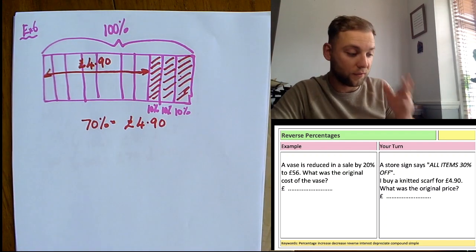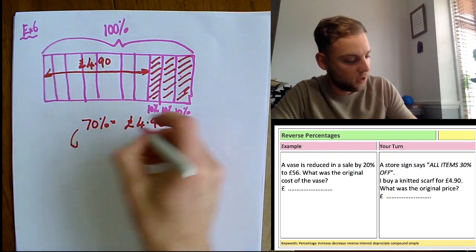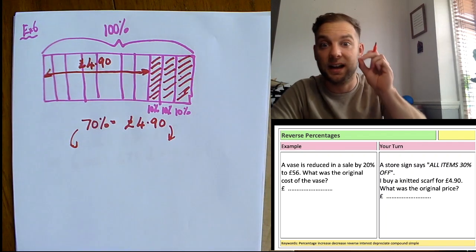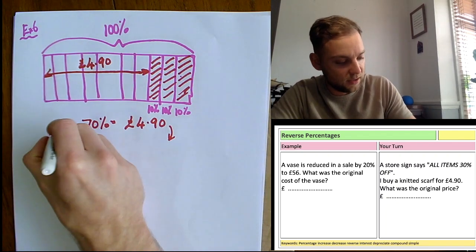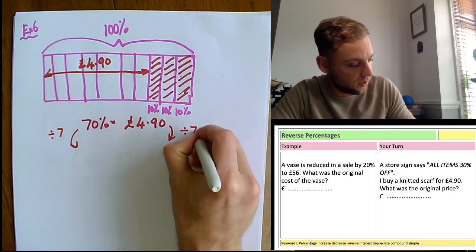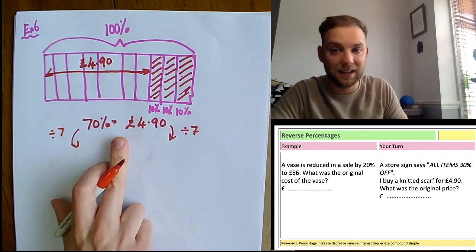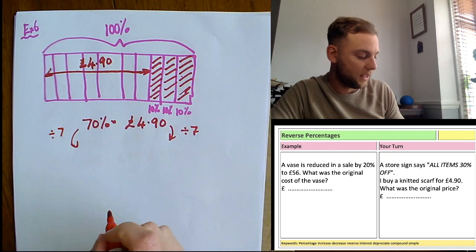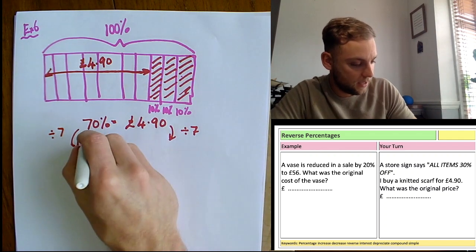So what have I got to do first? I've got to first of all find 10%. So to find 10%, I know that 7 of these are worth £4.90. To find 10%, I need to divide by 7. Okay, not divide by 10. Okay, 70% is £4.90. So divide by 7, which is going to be equal to 70p.